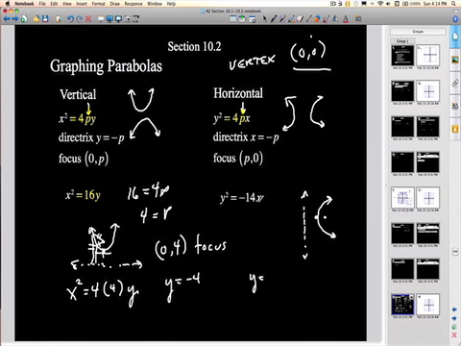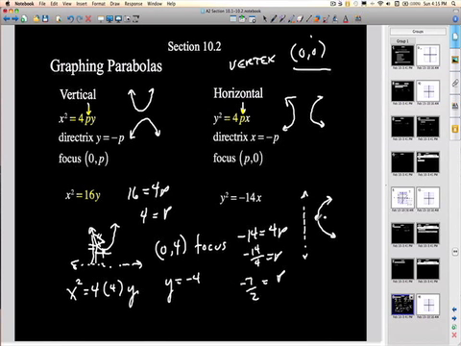Y squared is equal to negative 14x. I know that negative 14 will be equal to the 4p, right? Because it's the coefficient with x is equal to 4p. So if I divide by 4, I'll have negative 14 over 4 is equal to p, which is going to be negative 7 halves. Okay, so p is equal to negative 7 halves.